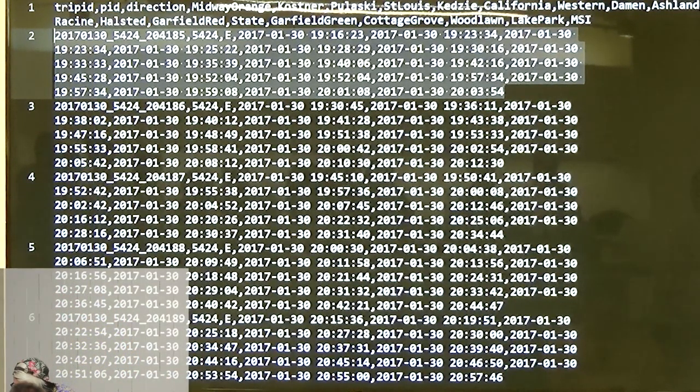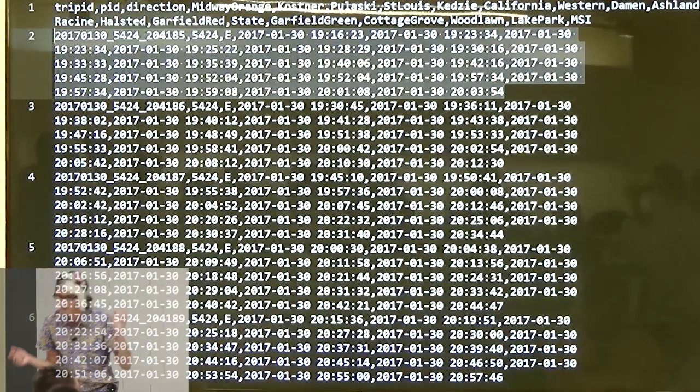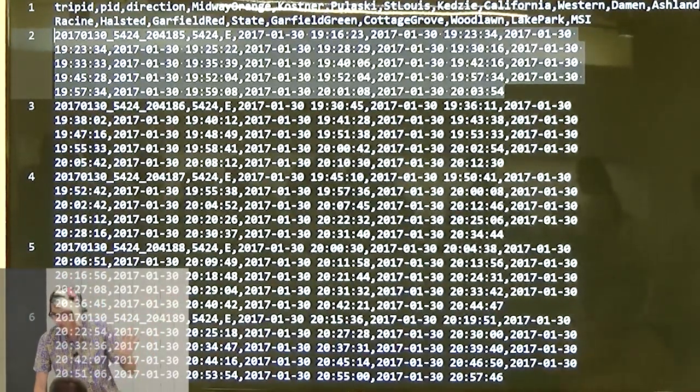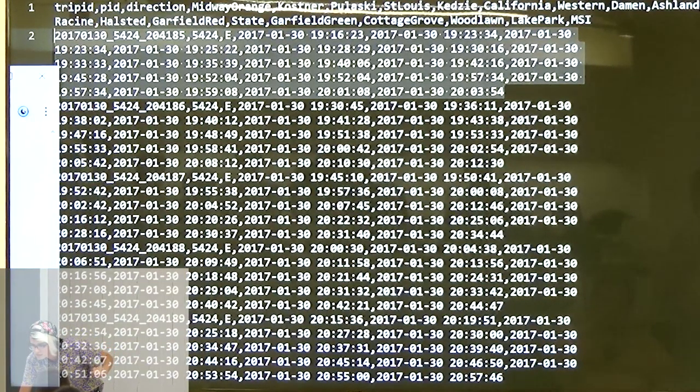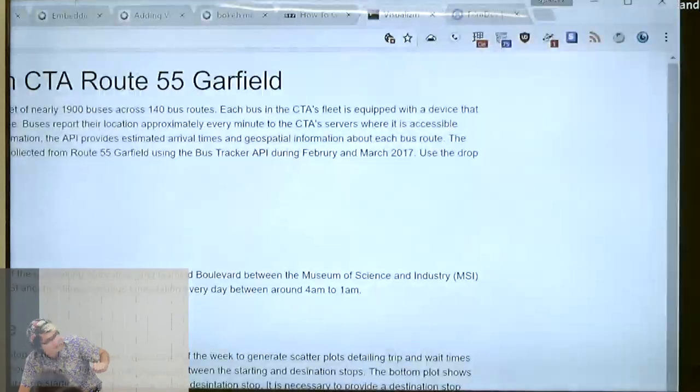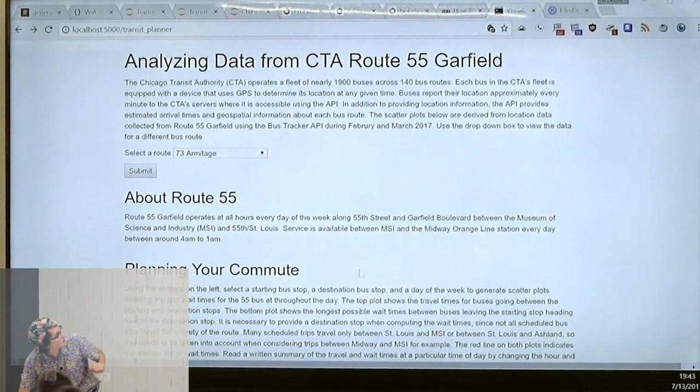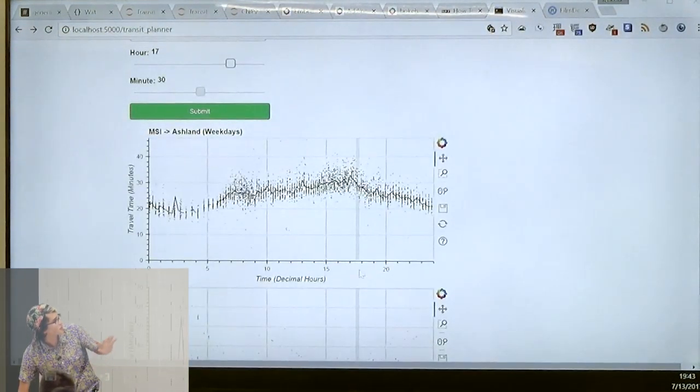So I took all of this data, and I plotted it using, it is not showing. That is weird. Ah, there we go.